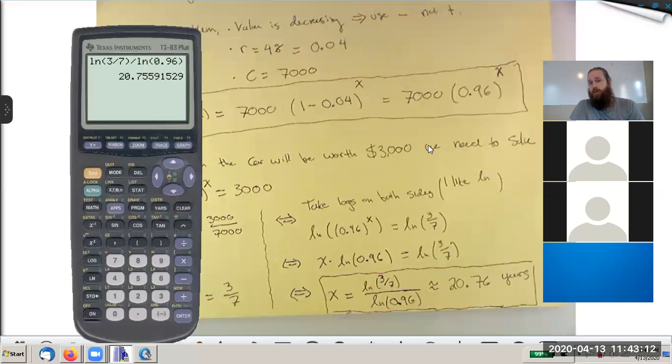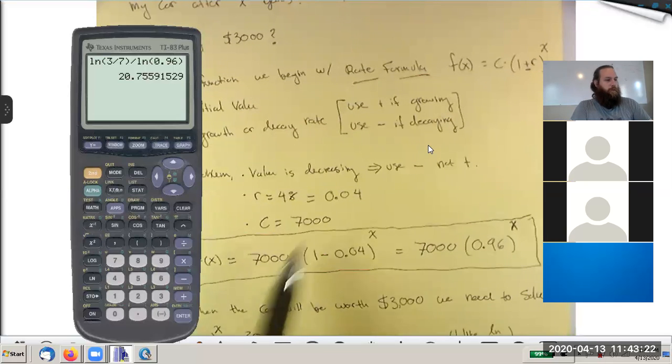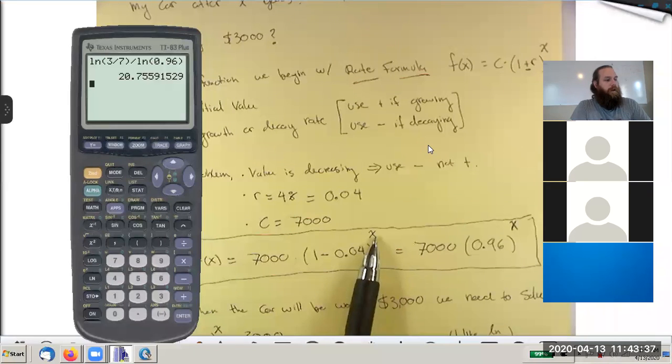PEMDAS is very much still considered in these problems. We're still doing the parentheses first, and then exponents, and then multiplication. So when I go to compute this number right here, if I wanted to find f of 2, I would have to first do what's inside these parentheses, right? 1 minus 0.04 is 0.96. That's my parentheses. And then I would raise that to the 2. Then I would do the exponent, so PE. And only then could I multiply by 7,000. So that's the PEM in PEMDAS.